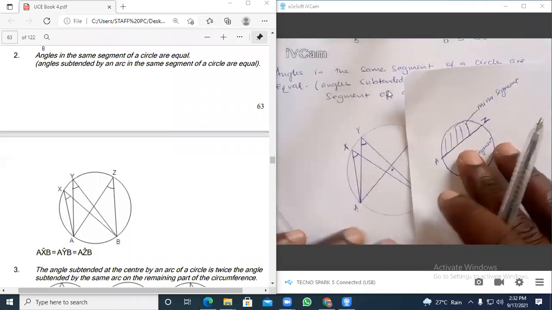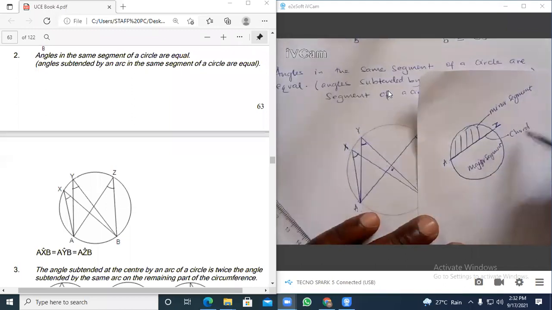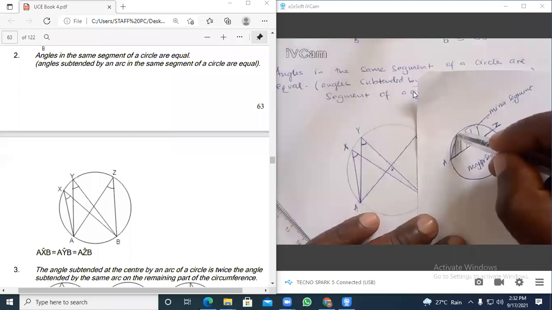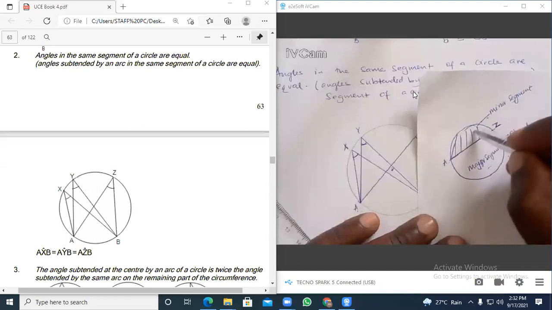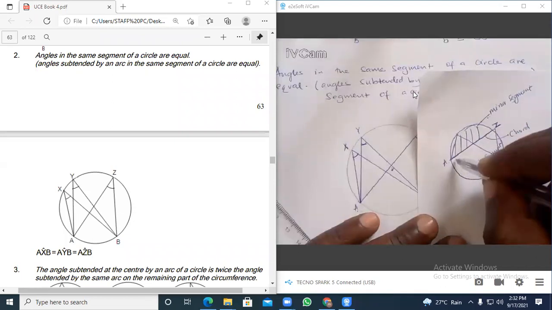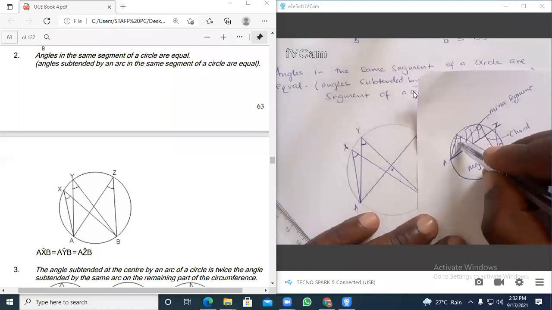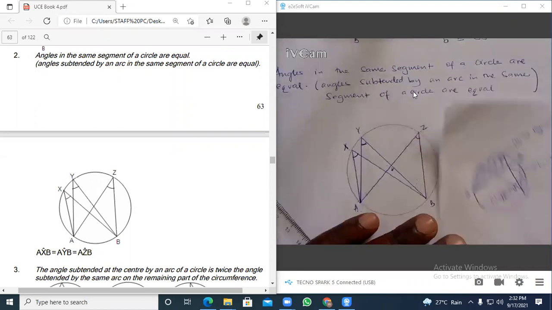So this is what I was showing you, that if you have a chord AZ, that chord creates two segments, the minor segment and the major segment. Any angles inside this segment are going to be equal. We have an angle there and another angle somewhere there, and because they're in the same segment, they are going to be equal. That's why I'm saying that Y is equal to X.